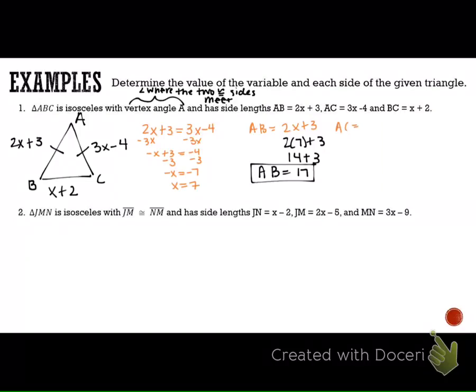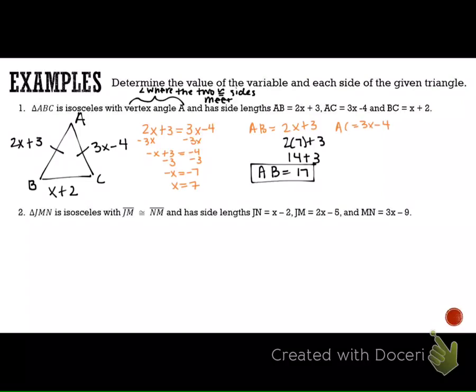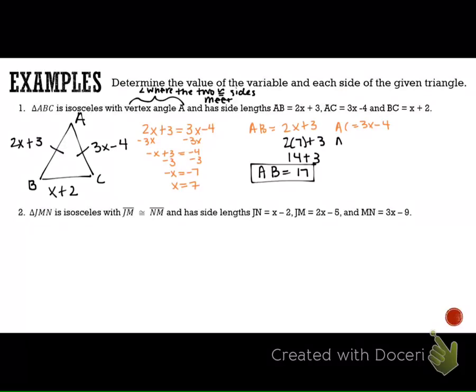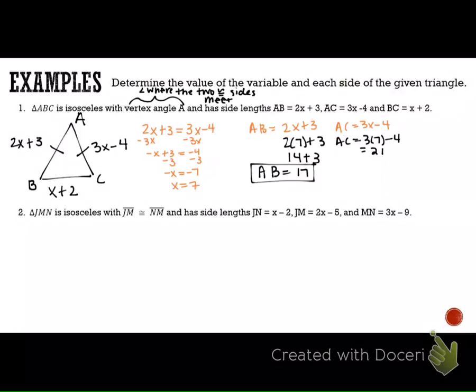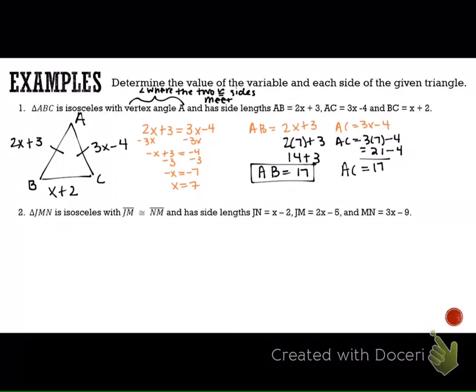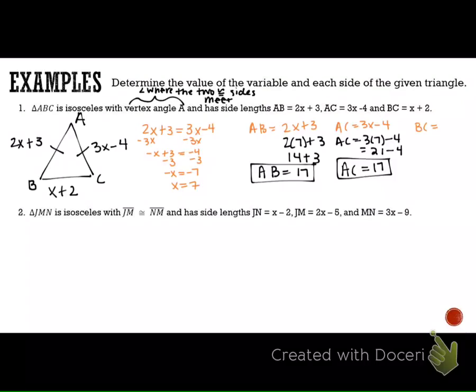AC equals 3x minus 4. Logan, how can I find the length of AC then? And then BC equals x plus 2. So Lindsay, what would I do there? Which is 7. So BC is 9. Okay. Look at the next one.